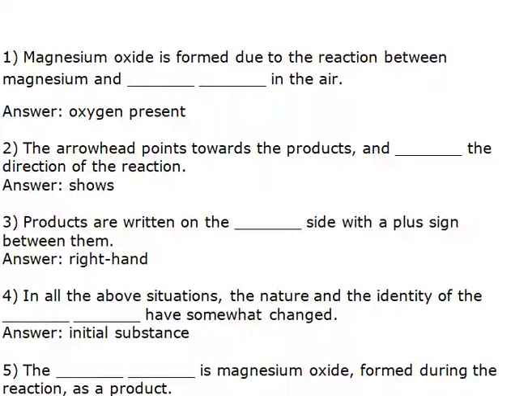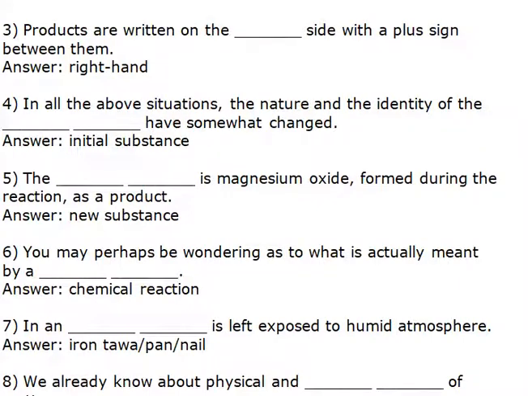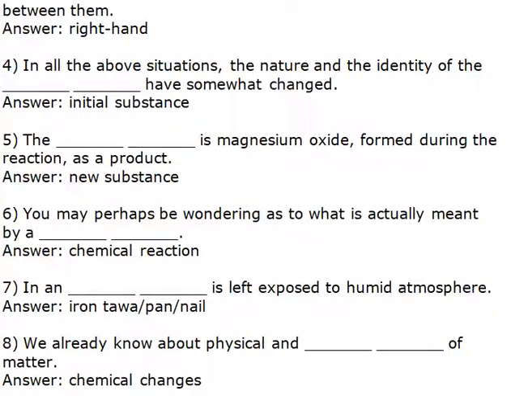Question number 4. In all the above situations, the nature and the identity of the initial substance have somewhat changed. Answer for question number 5. The new substance is magnesium oxide formed during the reaction as a product. Answer for question number 6. You may perhaps be wondering as to what is actually meant by a chemical reaction.